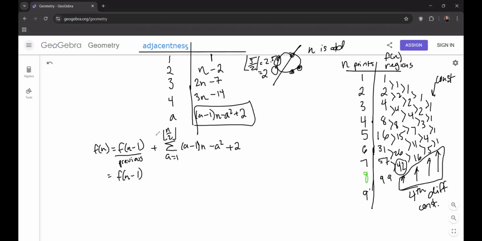Oh, and I missed a step. We're going to have 2 times whatever we get because we need to do both the left half and the right half of our circle. So 2 times, go ahead and break up this sum.